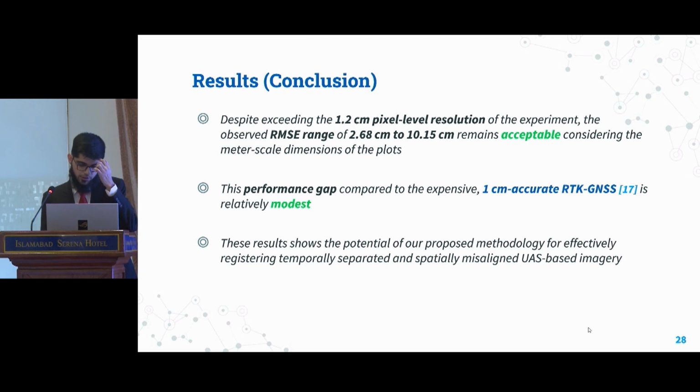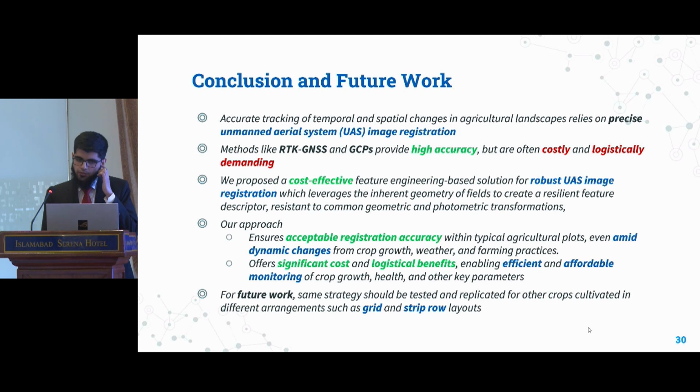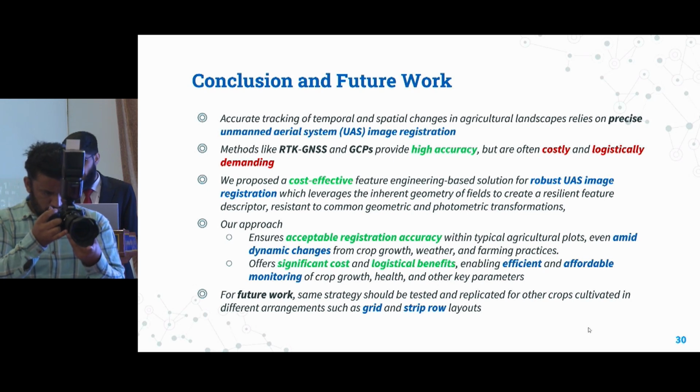So concluding my presentation, we basically provided accurate tracking of temporal and spatial changes in agricultural landscape, since it relies on precise UAS image registration. And existing methods like RTK GNSS sensors and GCPs provide high accuracy, but they are often costly and logistically demanding. And we proposed a cost-effective feature engineering-based solution for robust UAS image registration, which leverages the inherent geometry of the fields to create a resilient descriptor which is resistant to common geometric and photometric transformations.